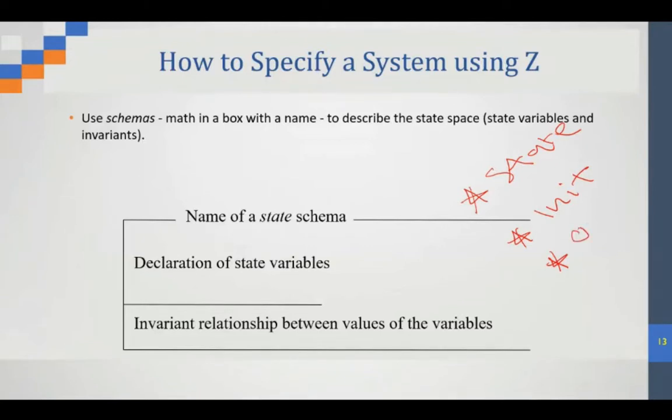And the second one is the operation. Operation is more than one. Maybe we have only one initial, and we have many operations based on our system. So this is the schema. The schema is the basic block of the Z notation. We have different types of schema based on our system, but to model any system we need these three types of schema: the state, the initial, and the operation.